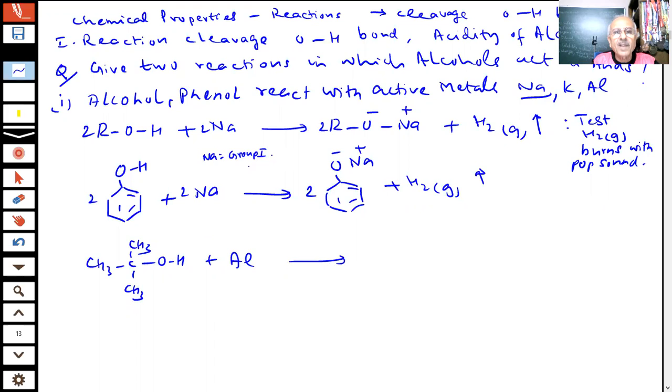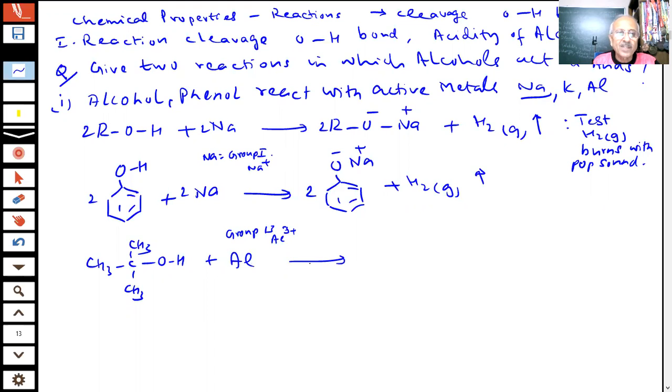And it forms Na+. Aluminum is in group 13. What does it form? Al3+. Yes, sir. So if you are giving 1 O minus, then you will need 3 O minus.